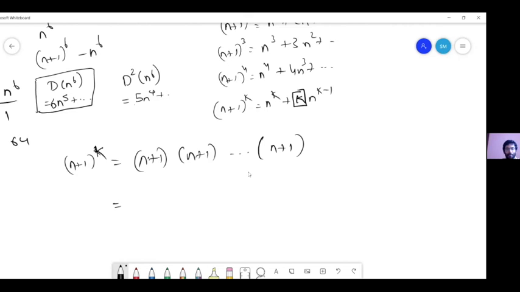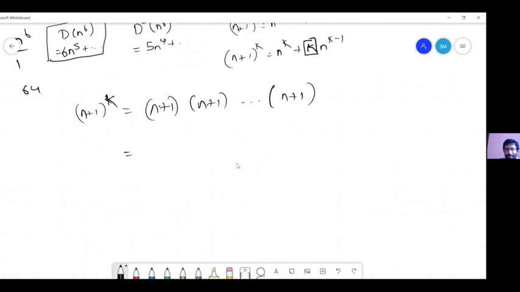Let me rephrase my question. Suppose I have x1 plus y1 into x2 plus y2 and so on up to xn plus yn. Now how many terms will the product have? 2 to the power n. Right, it will have 2 to the power n terms. And can you describe each term here? Yes. How?